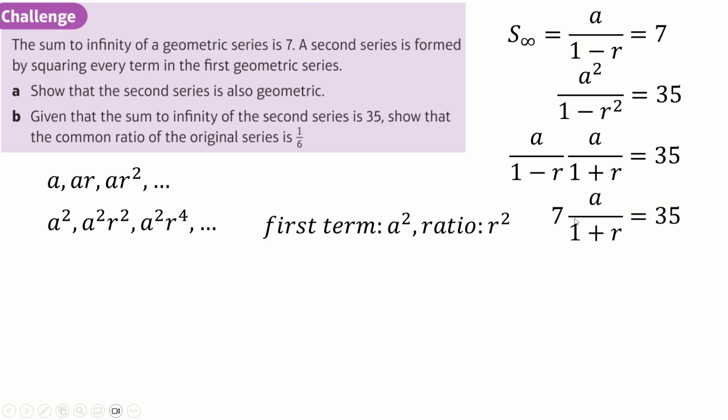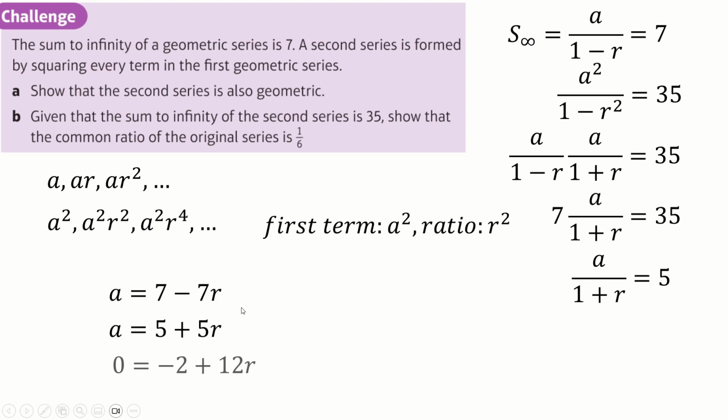So that's there. Divide both sides by 7, we get this. And now focus on this thing here and this thing here. If we cross multiply that over there, we get a equals 7 minus 7r. And this one, a equals 5 plus 5r. Take these two things away. Or in fact, is it this one, take away this one?